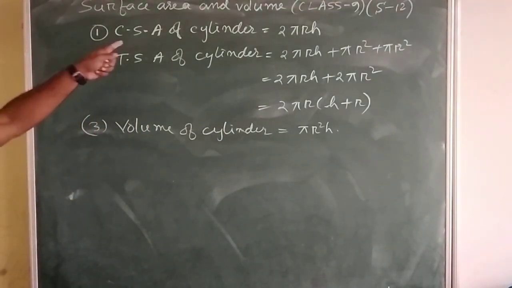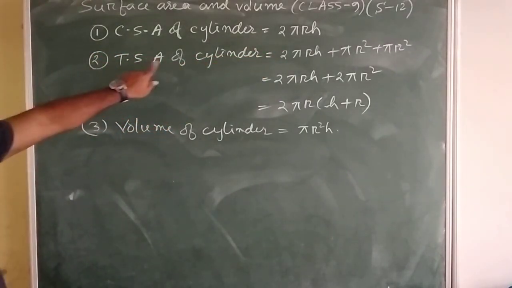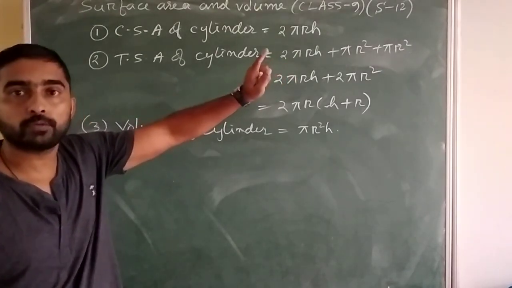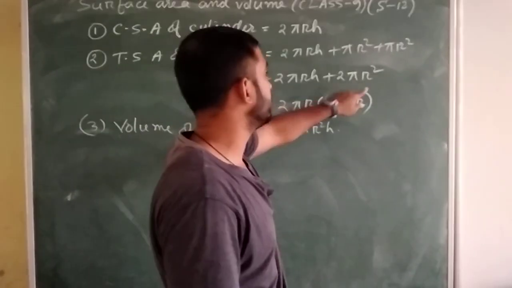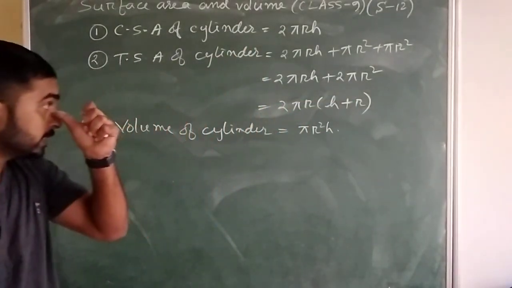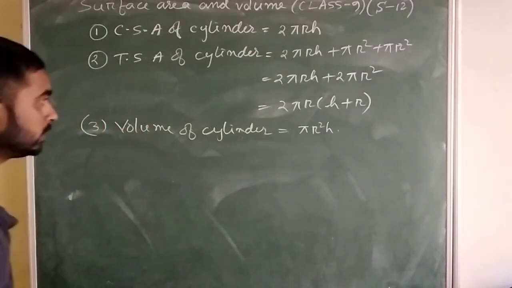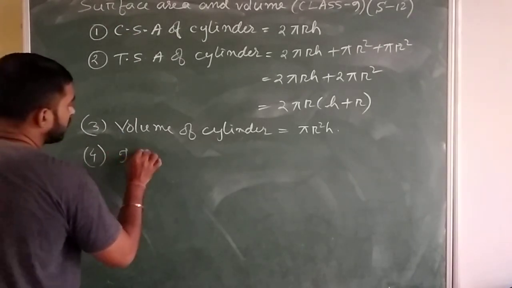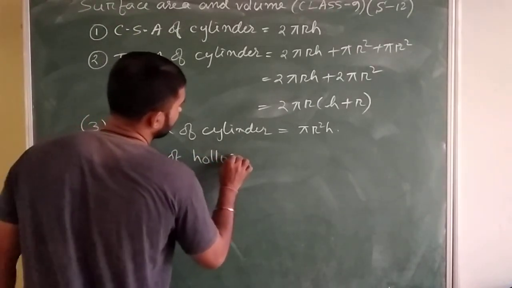Got it? So curved surface area of cylinder equal to 2 pi r h. Then total surface area of cylinder equal to 2 pi r h plus area of the two bases, pi r square plus pi r square, equal to 2 pi r h plus twice pi r square. So 2 pi r into h plus r. Then volume of cylinder equal to pi r square h. Then next one is total surface area of hollow cylinder.